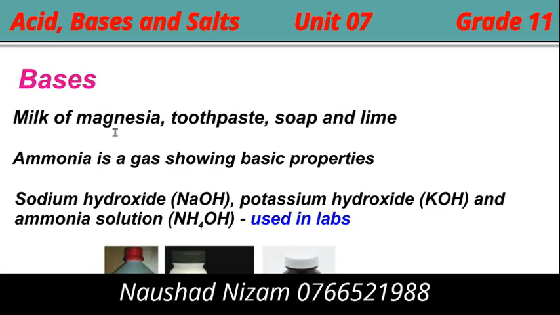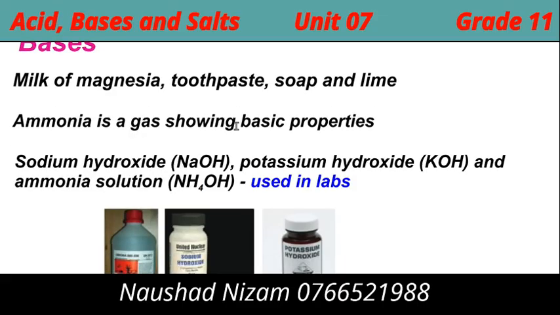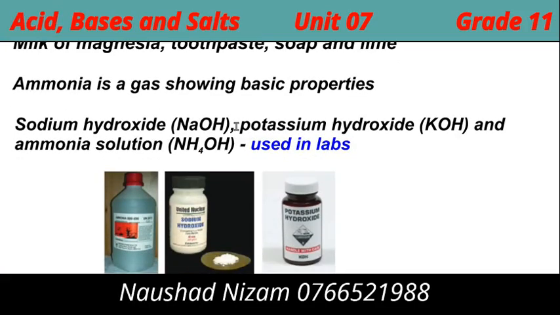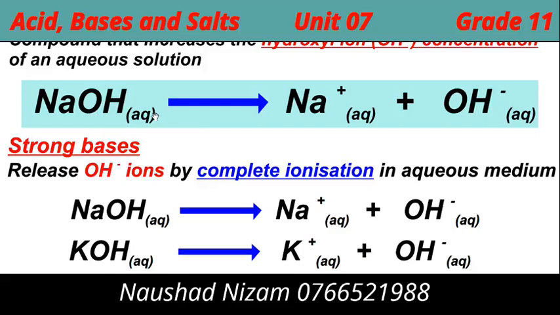And then the bases. Examples are here: milk of magnesia, toothpaste, and soap. At the same time, quicklime, the calcium oxide. Ammonia is a basic gas, and these are examples of bases used in labs: sodium hydroxide, potassium hydroxide, ammonium hydroxide. What is a base? These are the compounds that release hydroxide ions or hydroxyl ions in aqueous medium. So when sodium hydroxide ionizes, it becomes Na plus and OH minus.